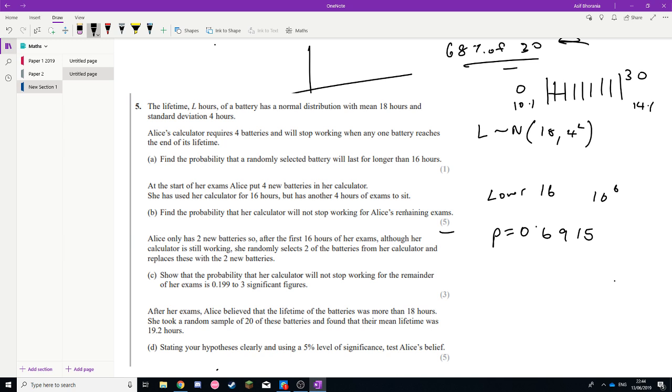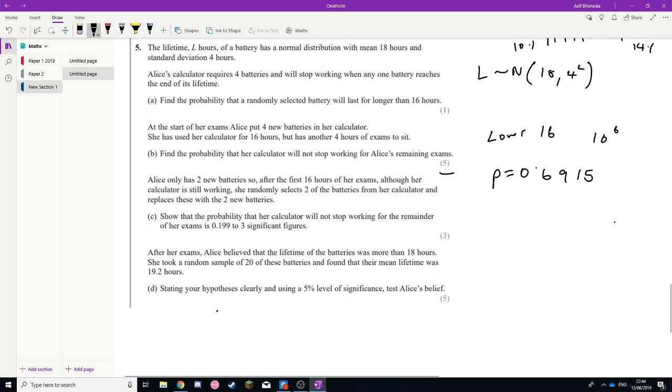So what I'm thinking of doing is finding the probability that a randomly selected battery will last for more than 20 hours. Yeah, so this is my method. Same method, but my lower will be 20 and my upper is the same thing. Let me find this probability now. This is equal to 0.3085. So let's just say 0.31.